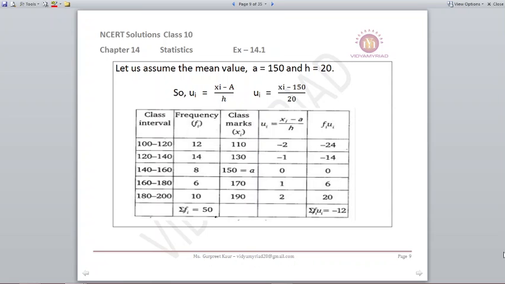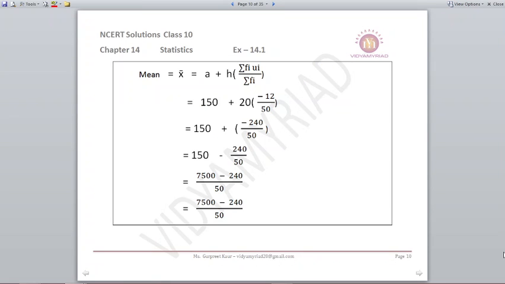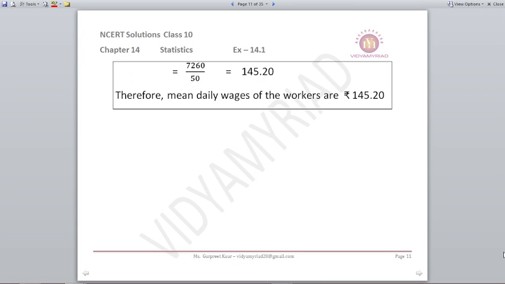So now we will put it into the formula. A plus h into sigma fi ui upon sigma fi. What is A? We have assumed it as 150. What was your h? That class size was 20. Sigma fi ui, when we add them together, the last column, that was minus 12. And sigma fi, the sum of all the frequencies, is 50. When you solve this, you will reach 145.20. This is the mean daily wage of the workers.